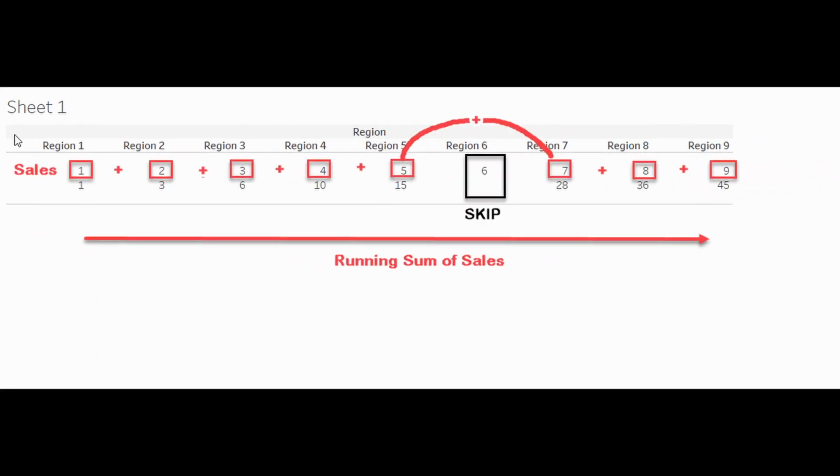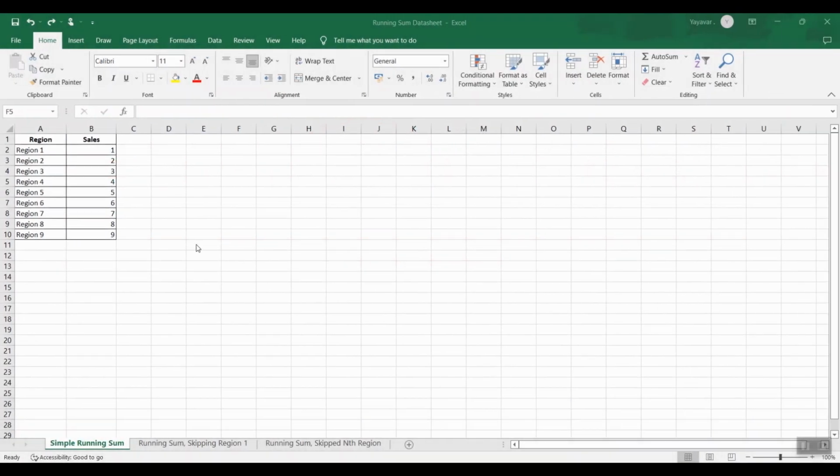But I encountered a situation in which I had to skip one number from the running sum, and the running sum continued without the number in it. Let me demonstrate this use case with a very simple data set. I have two columns here, region and sales. I have 9 regions under the region column, and for the sake of convenience I have kept the sales amount very small and easy to read. So yes, this is the data.